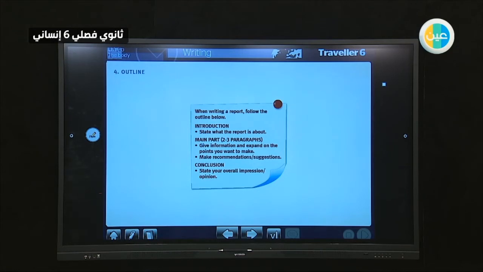Number 2. It should consist of 2 to 3 paragraphs. In these 2 or 3 paragraphs, you give information and expand on the points you want to make. Make recommendations or suggestions. Then you give the recommendations, after you have given the necessary information. After that, in the third point, you give a conclusion by stating your overall impression or opinion. So we have 3 points: introduction, then a main part, then the last thing is the conclusion.